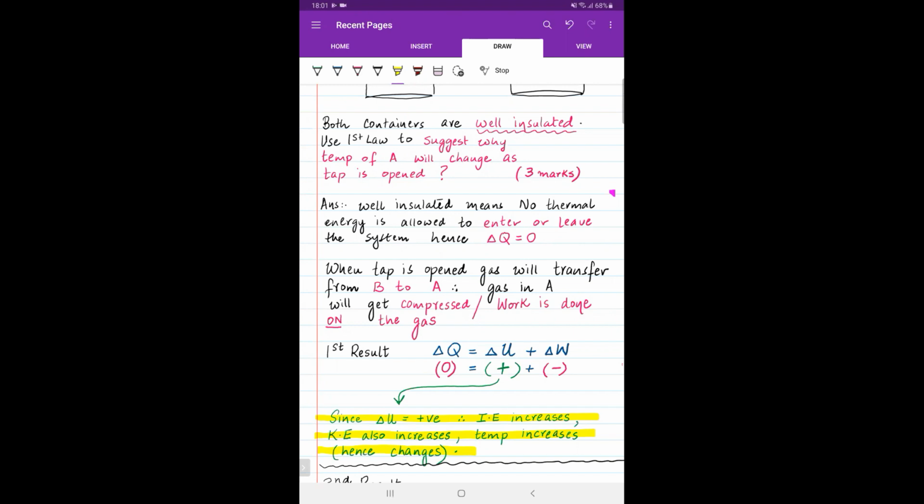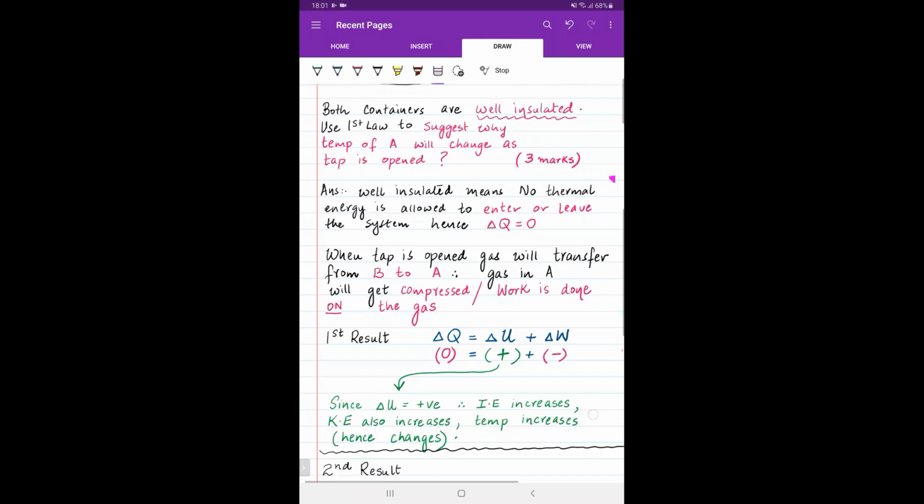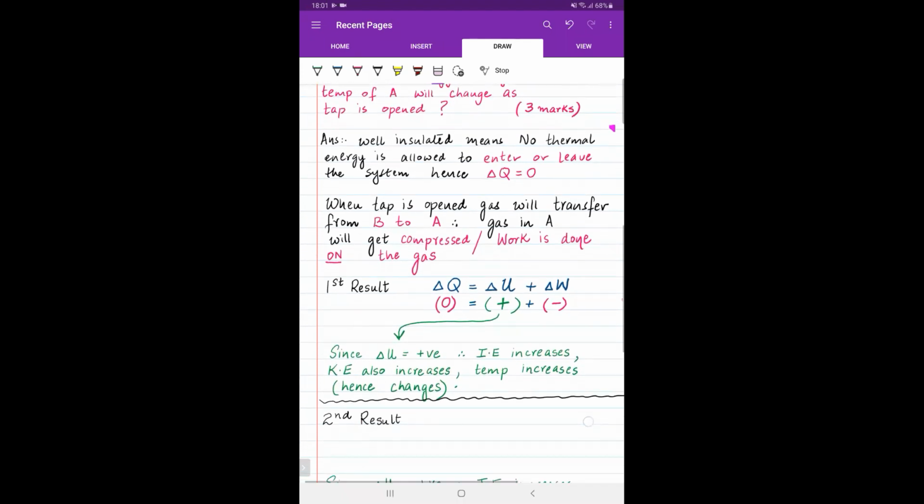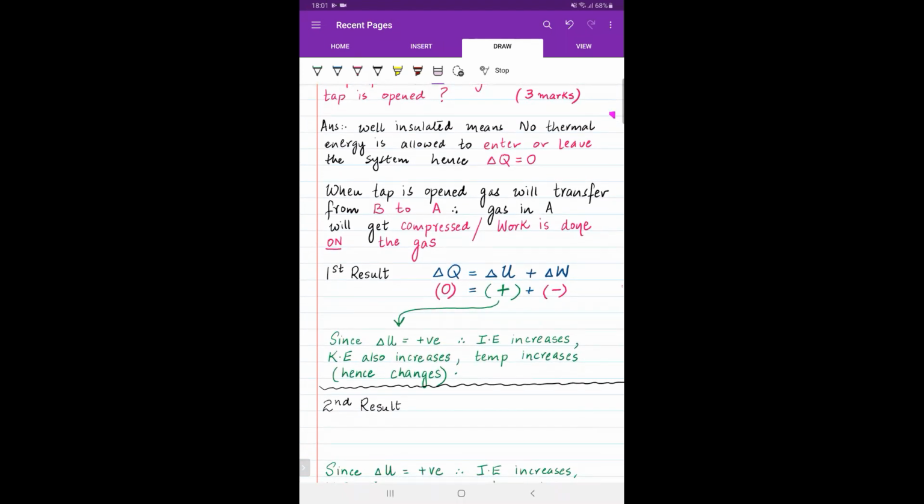तो मैंने last वाली lines में लिखा है: since delta W is positive, therefore internal energy increases, kinetic energy also increases, temperature increases, hence changes. So if you were using your first result, then this is how the answer's approach would look like. Now, if on the other hand, you wanted to give the answer using the second result as your frame of reference, तो अगर आप second result को use कर रहे होते, तो कैसे आंसर देते वो जरा देख लीजिएगा.